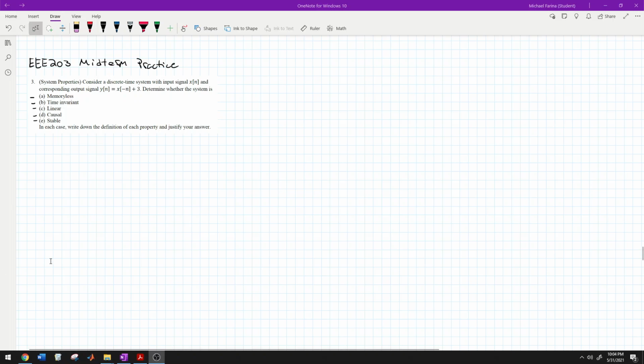All right, midterm practice problem number 3. Consider a DT system with input signal x of n and corresponding output signal y of n equal to x of minus n plus 3, and determine whether the system has memory, is time invariant, linear, causal, stable, and we have to justify the answer in each case. So we can start with memory.